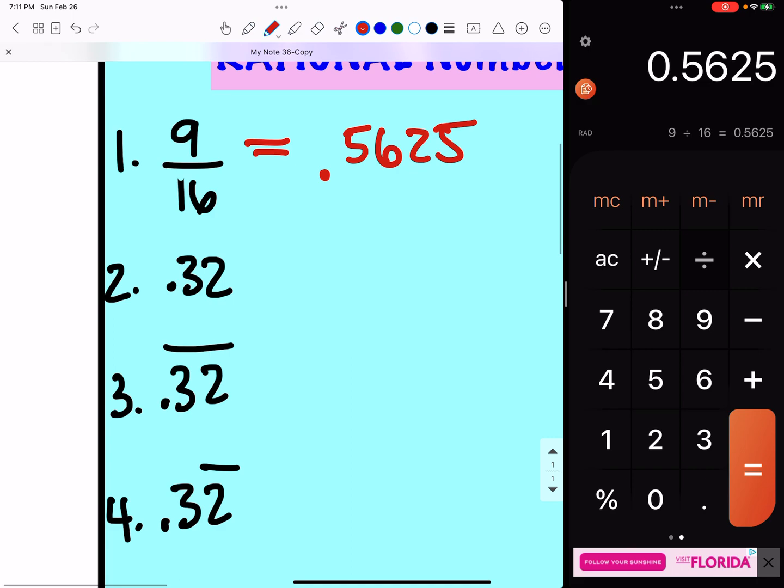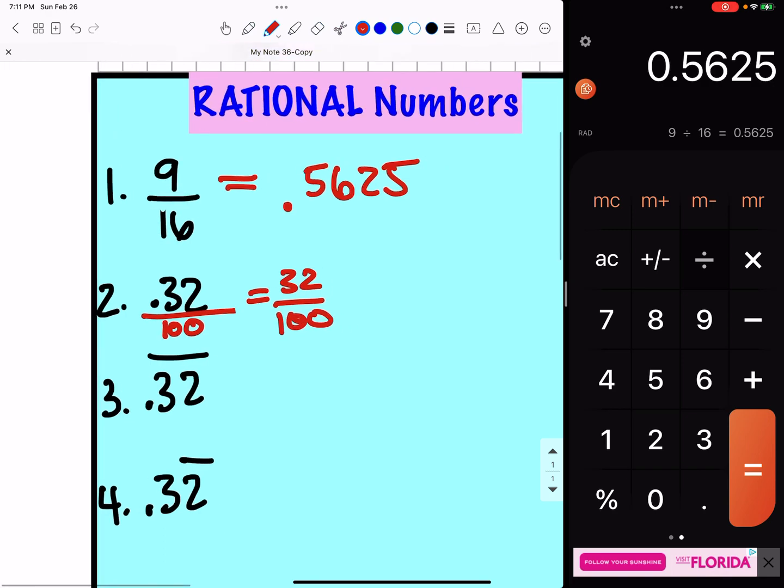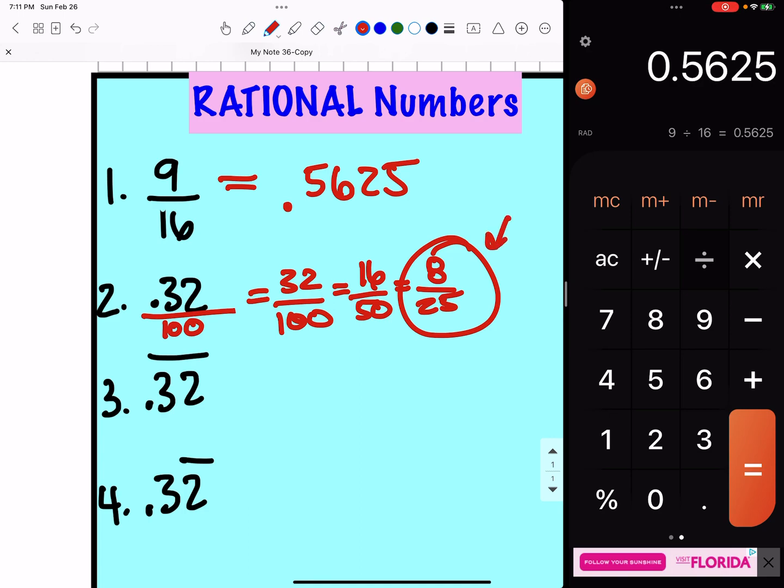Now, if we do turning decimals into fractions, 0.32 is really easy. We know that's the 10 spot, that's the 100 spot, that's 32 100ths, but we can never have two even numbers in our fractions. We cut them in half, 16/50. There's still even. 8/25 is my fraction for 0.32.